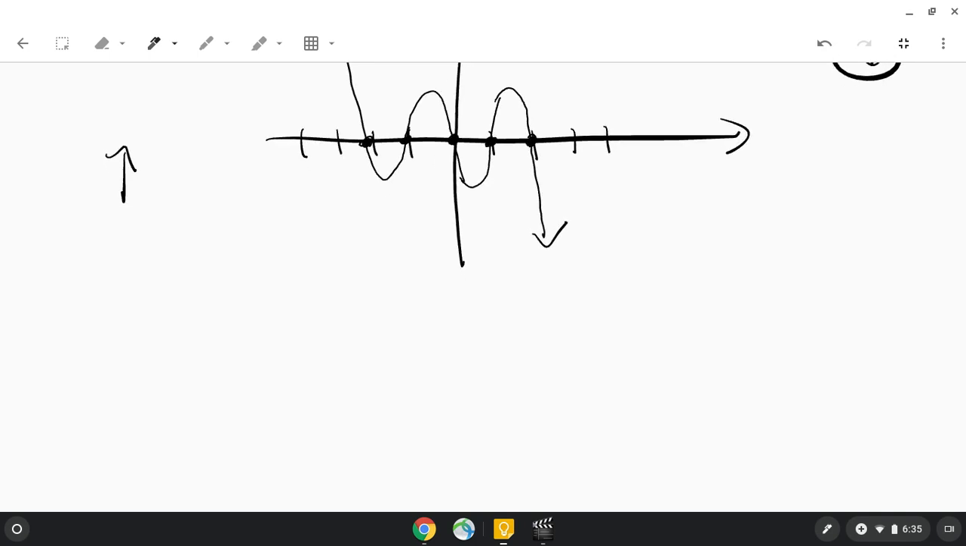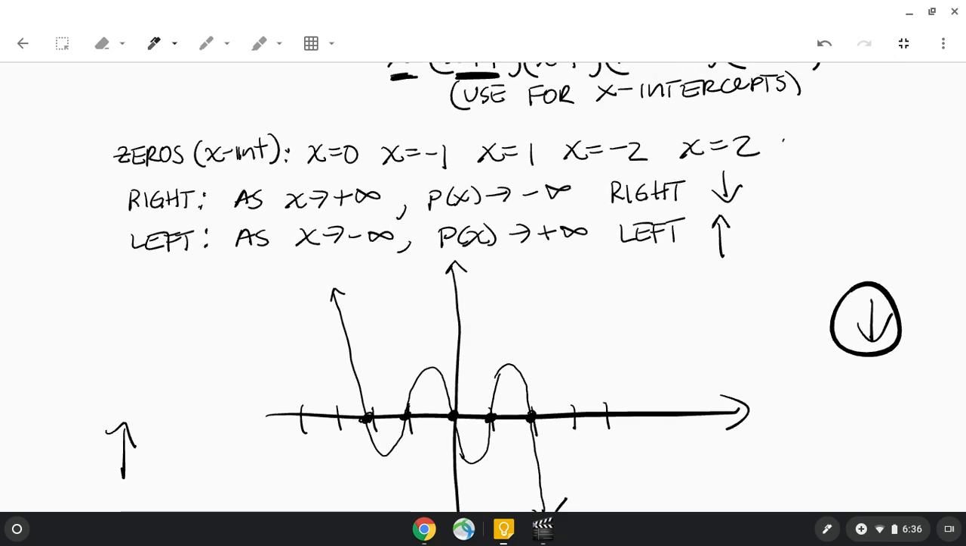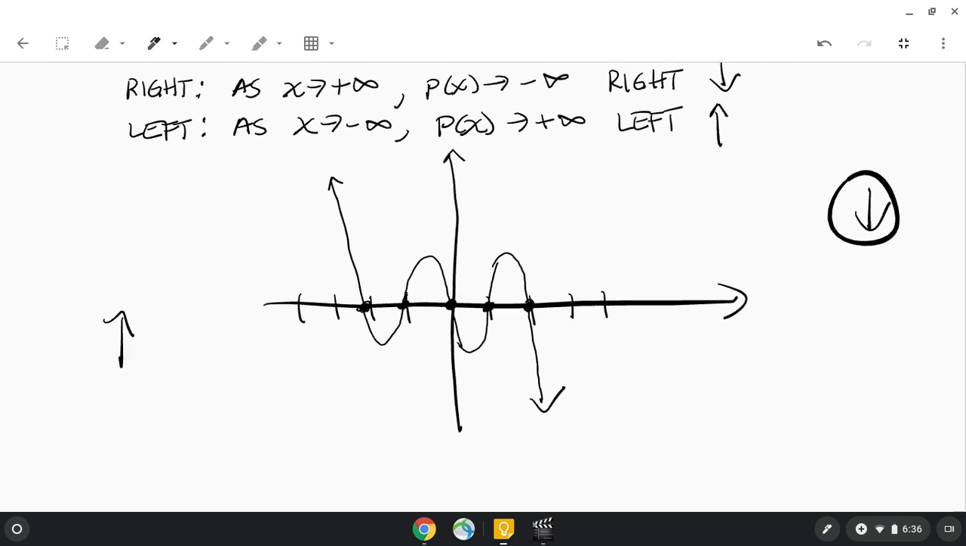So this next example, I'm going to show you what happens when we have what are called double zeros. What I mean by that is if you take a look up here, all of these zeros right on this line are all different, right? 0, -1, +1, -2, +2. None of them repeated. So when that happens, your graph goes through and then turns around and goes through the next intercept. When they repeat, something else happens with the graph. So let's take a look at this example.